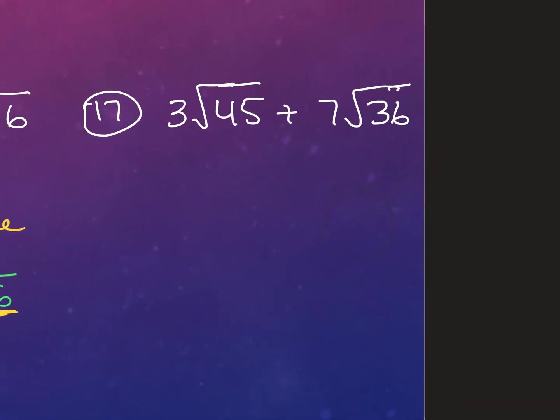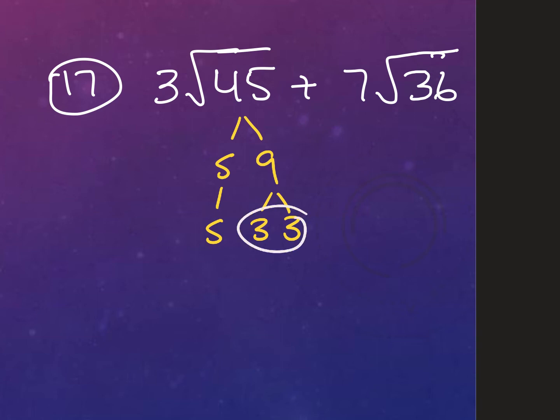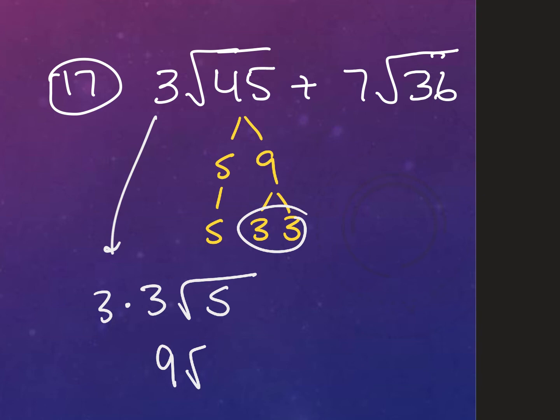All right, let's look at 17. Again, these are different, so we can't add them right off the bat, but let's see if we can simplify and make them the same. All right, so what are 2 factors of 45? 5 and 9. 5 is prime, so we can't break it down. What are 2 factors of 9? 3 and 3. So what's going to come to the outside here? 3. And I already had a 3 on the outside. What stays on the inside? 5. So this simplifies into 9 square root 5.